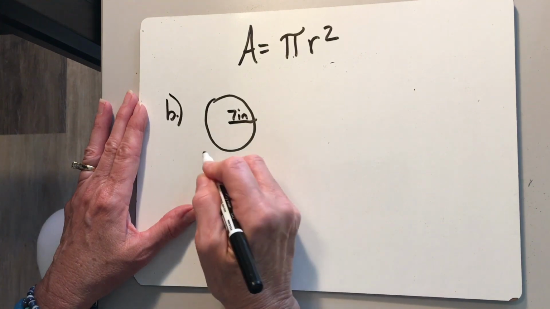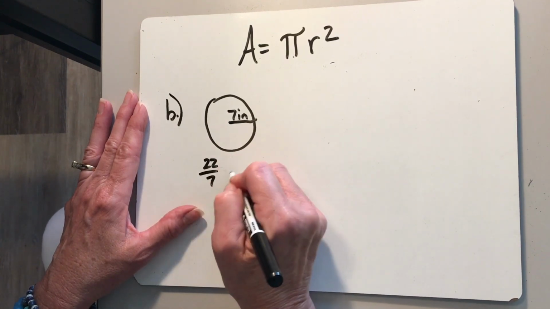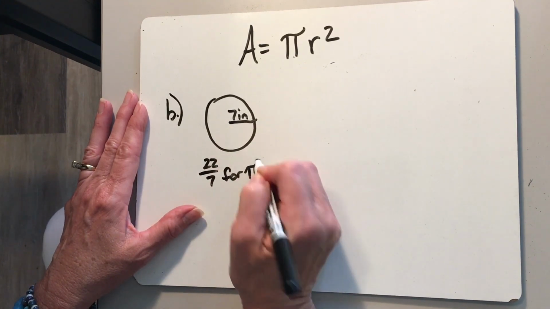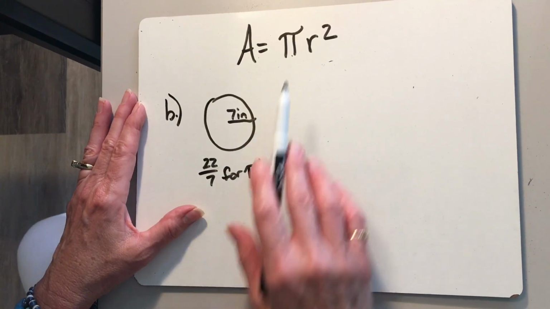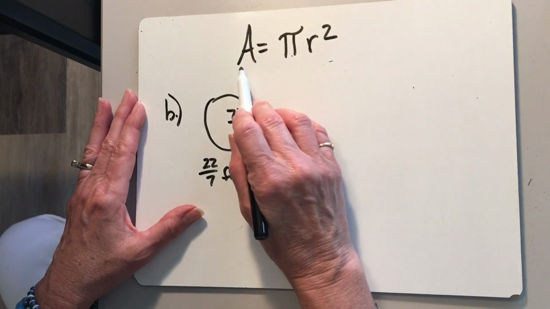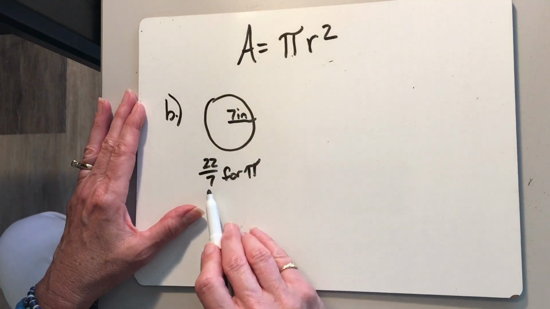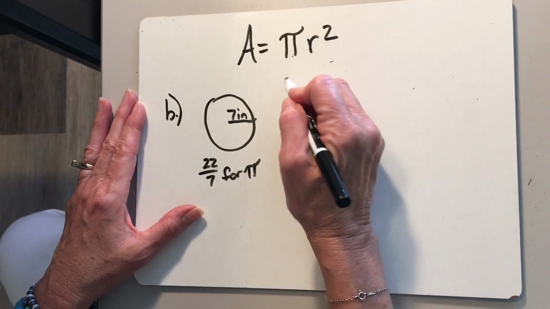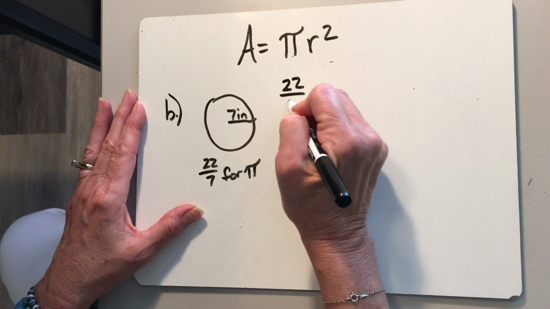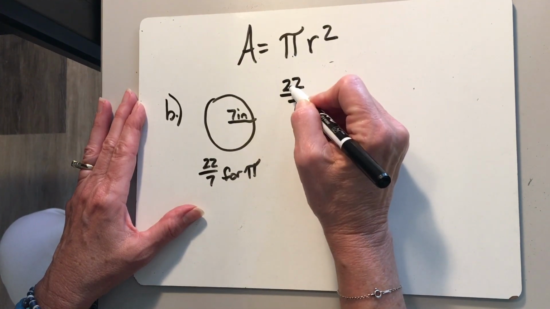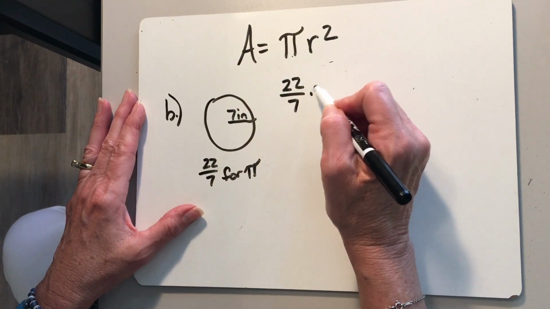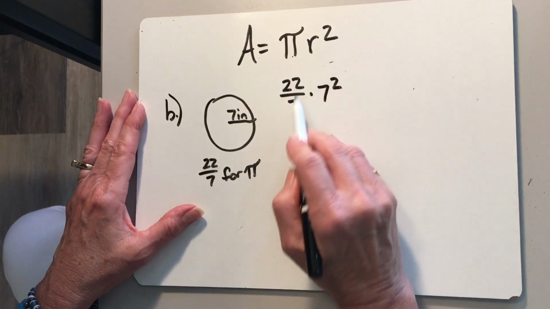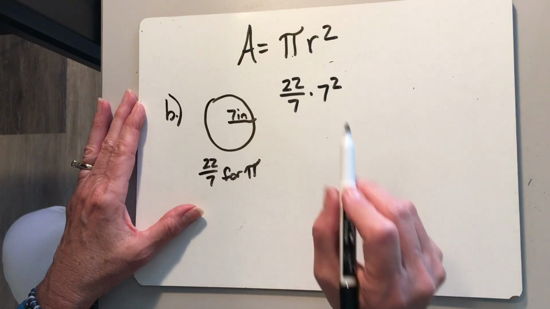Problem B has a circle with a radius of 7 inches. And it says use 22/7 for pi. Again, all we're doing is substituting our values in the formula. So area of a circle is pi r squared. Now it says to use 22/7 for pi, so we're going to substitute 22/7 for pi. We have 7 as our radius, so it's 7 squared. So 22/7 times 7 squared.